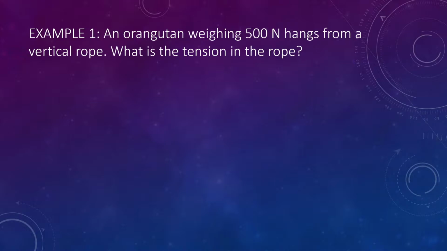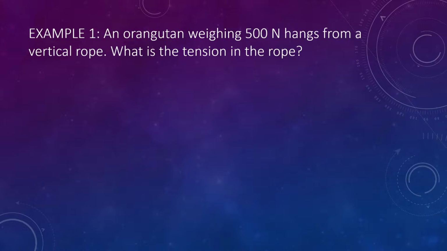So this first problem says an orangutan weighing 500 newtons just hangs from a vertical rope. It asks, what is the tension in the rope? So the 3 examples we're about to do are all going to ask the exact same question. What is the tension? But what changes is the situation. And so I think this is a really good introduction to these types of problems.